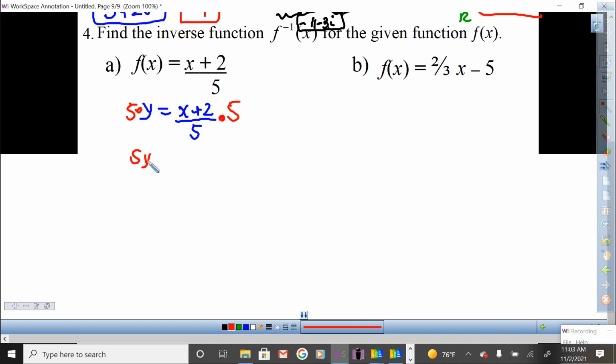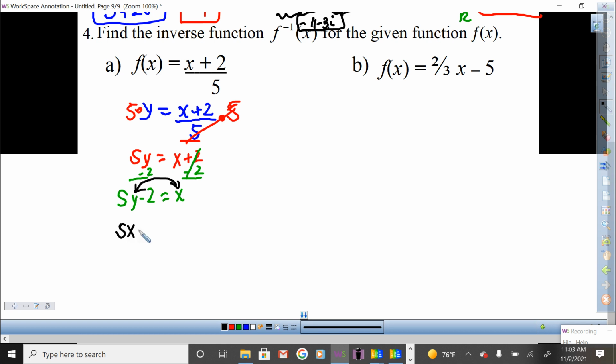We end up with 5y equals, this is a giant 1, we're left with x plus 2. Am I done? No. Minus 2, minus 2. We end up with 5y minus 2 equals x. Is that the inverse? No, we just solved for x. What makes it the inverse? When you swap or switch the variables. This is what makes it the inverse.